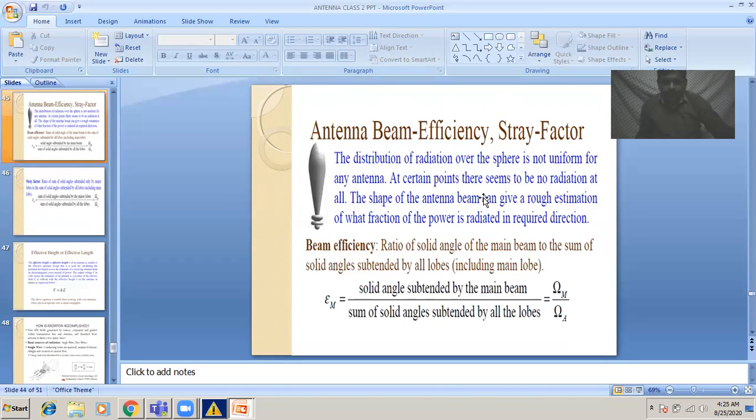Beam efficiency: here the definition is written like this, the solid angle subtended by the main beam to the sum of the solid angles subtended by all the lobes. Otherwise it can also be stated as the area of the main beam divided by the total area of the pattern. Entirely this is with respect to the main beam, therefore it is represented as omega capital M.